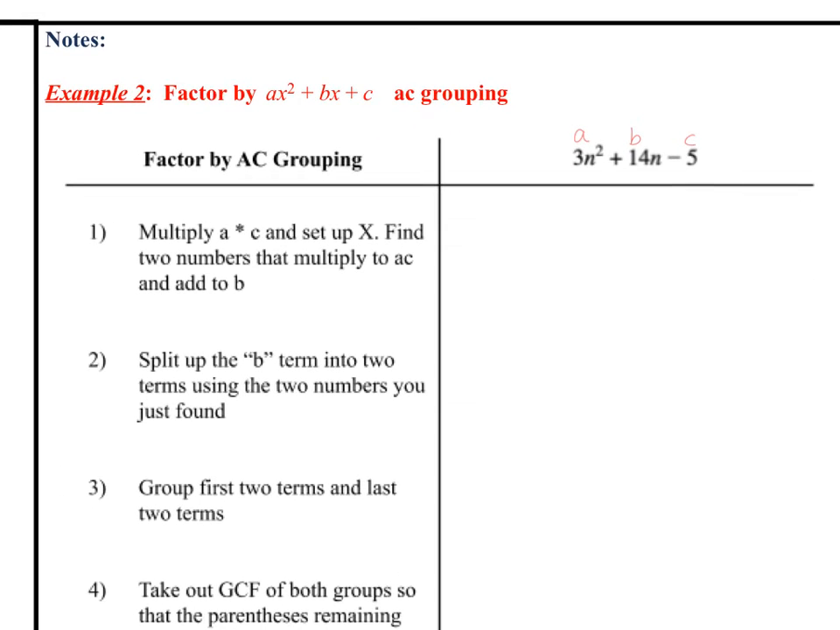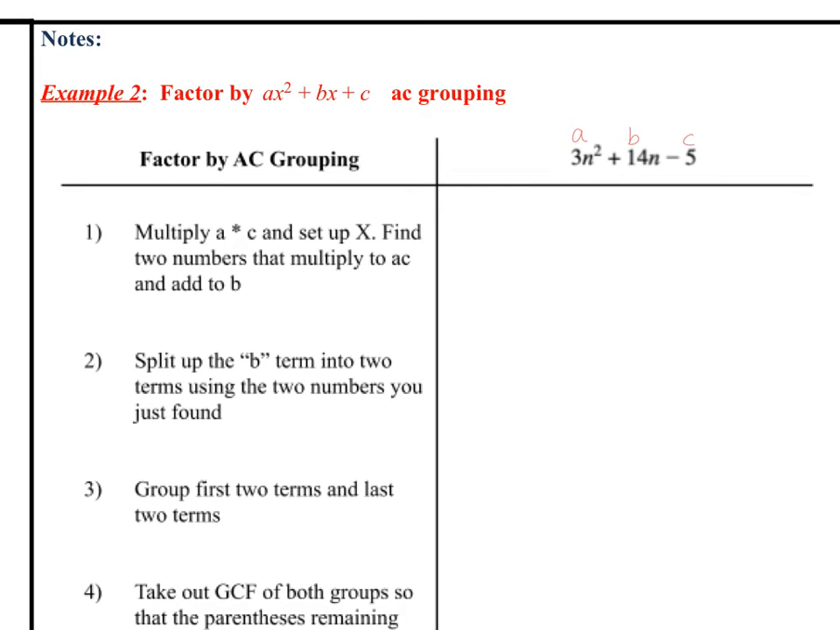Okay, first thing, step 1, multiply A times C. Don't write too big, because we're going to write the x thing here in a second. A times C, so 3 times negative 5 is negative 15.